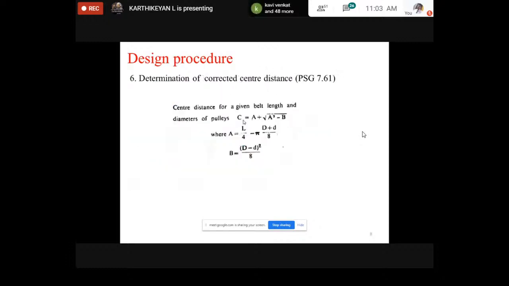After calculating the number of belts, in the sixth step we calculate the corrected center distance. The initial data C is the approximate center distance. After finalizing all the standard values, we calculate the corrected center distance. No need to remember this equation. We can extract this standard equation from the PSG data book, page number 7.61. The center distance C equation is available in terms of A and B, the terminologies used for the overall center distance between two pulleys.